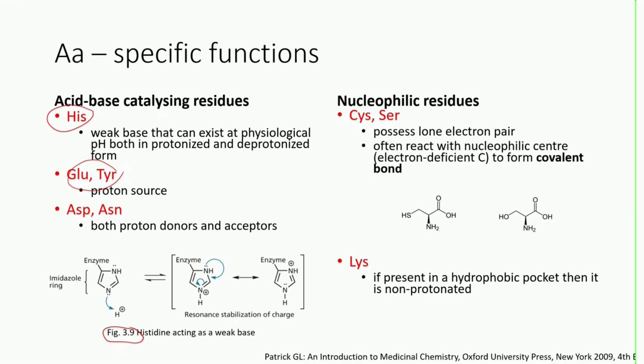Aspartic acid and asparagine can act as proton donors or acceptors. As for the nucleophilic residues, for example, the sulfanyl group in cysteine or the hydroxy group in serine, there is the lone electron pair, and these functional groups are also willing to form a covalent bond.